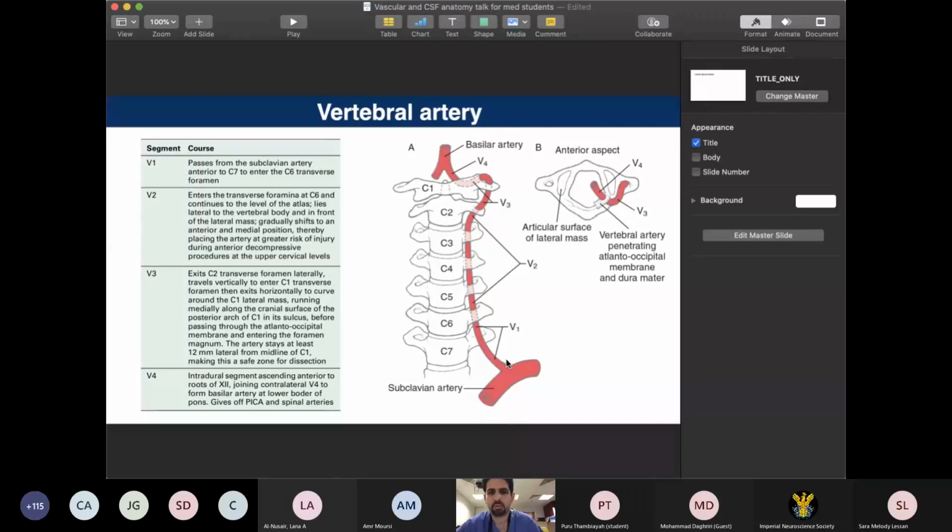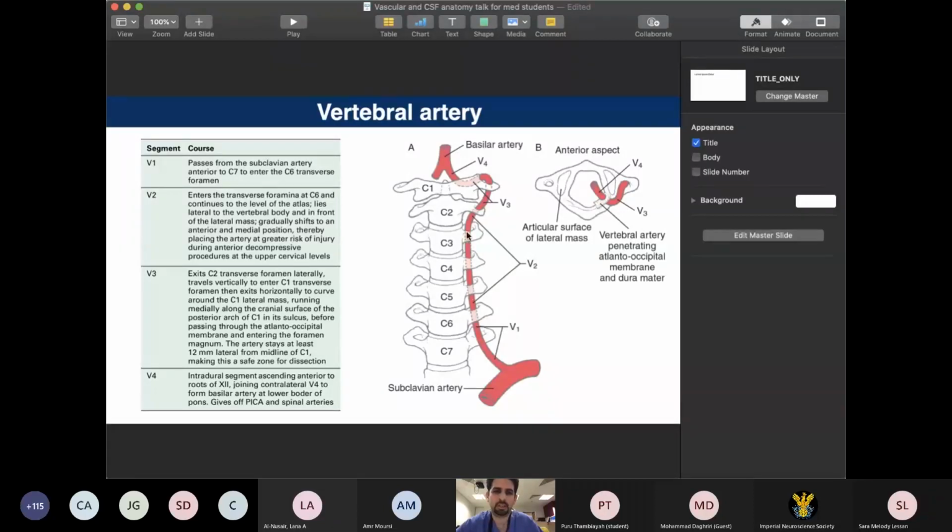So the V1 segment is from the subclavian to where it enters the transverse foramen of the C6 vertebra. That's quite important to remember. It's not the C7, it's the C6. The C7 has a foramen, but it doesn't go in through there, usually. Obviously, there are always anomalies.